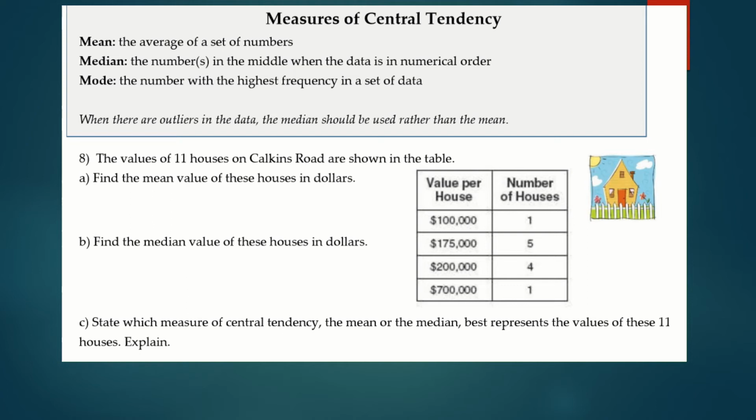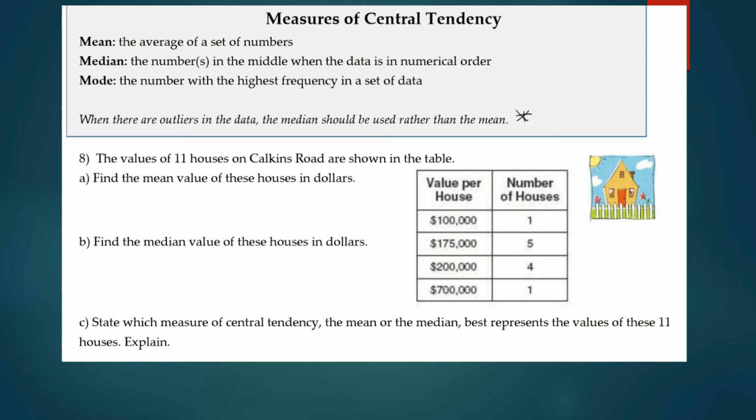When there are outliers, and this is important, when there are outliers in the data, the median should be used rather than the mean. Outliers are going to pull the mean towards their direction, whether higher or lower. So it's not going to give us an accurate picture of what's going on with our data. The median is going to be a much clearer picture and better idea of what's going on. So let's take a look.